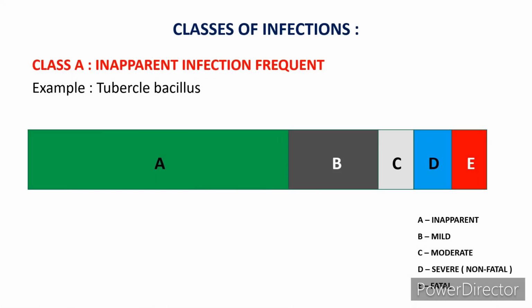So basically, there are three classes of infections based on the previous concept. One is class A, inapparent infection frequent. When you use the word inapparent, it means the infection does not manifest disease, right? Example is tubercle bacillus. If you look at the diagram, the majority of the cases are inapparent, the green color. And very few cases are fatal, and most of the remaining cases are clinically ill.